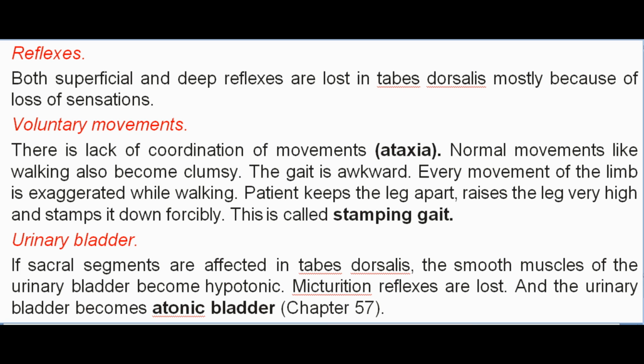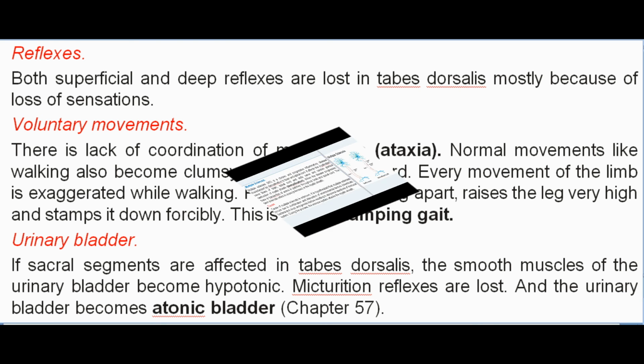Urinary bladder. If sacral segments are affected in tabes dorsalis, the smooth muscles of the urinary bladder become hypotonic. Micturition reflexes are lost. And the urinary bladder becomes atonic bladder.